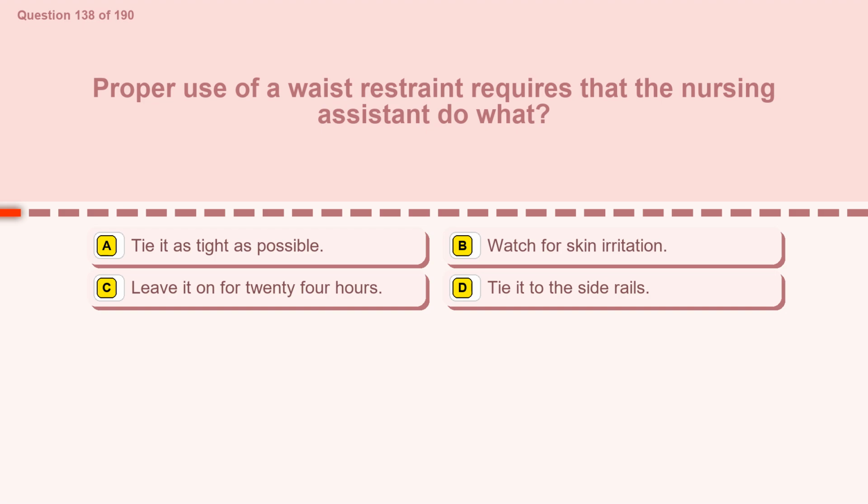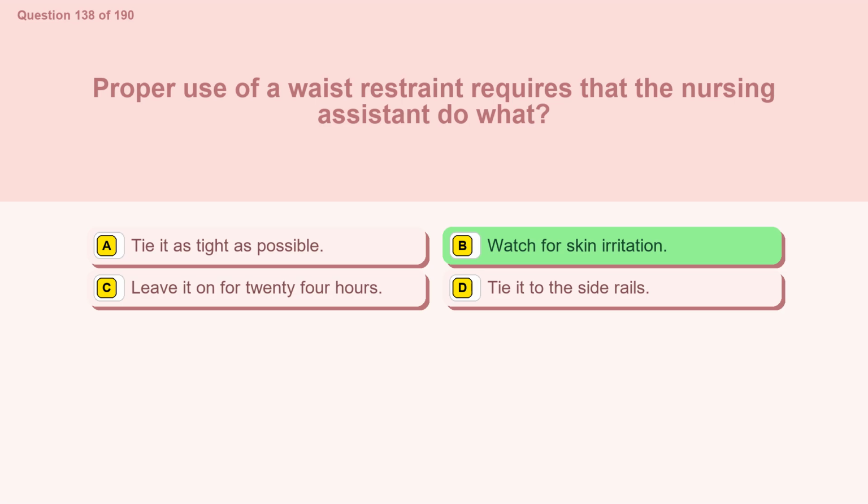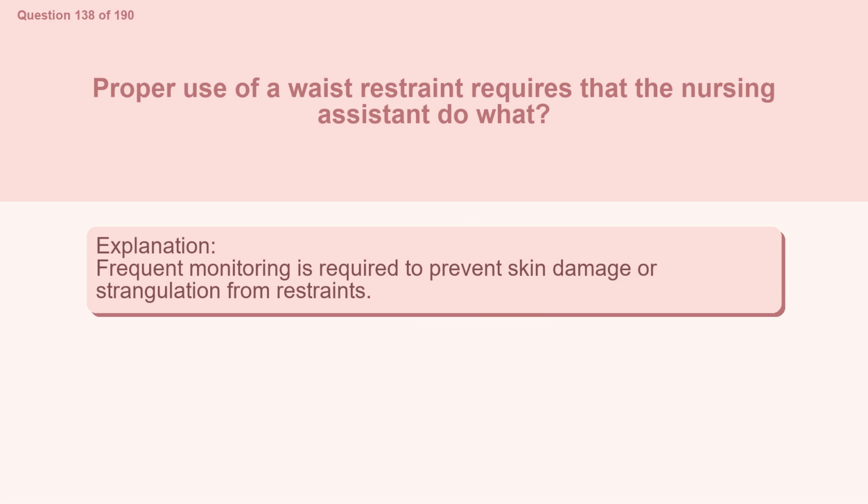Question 138. Proper use of a waist restraint requires that the nursing assistant do what? Option A, tie it as tight as possible. Option B, watch for skin irritation. Option C, leave it on for 24 hours. Option D, tie it to the side rails. The correct answer is option B, watch for skin irritation. Frequent monitoring is required to prevent skin damage or strangulation from restraints.